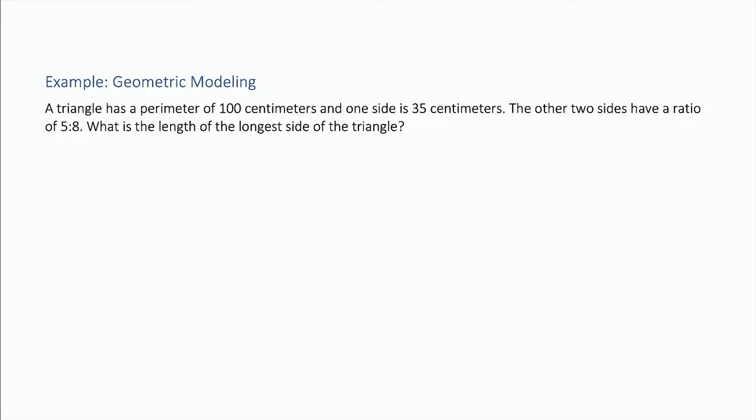A triangle has a perimeter of 100 centimeters and one side is 35 centimeters. The other two sides have a ratio of 5 to 8. What is the length of the longest side of the triangle?